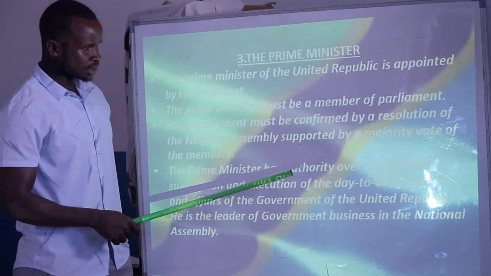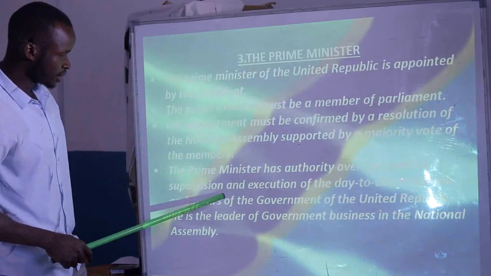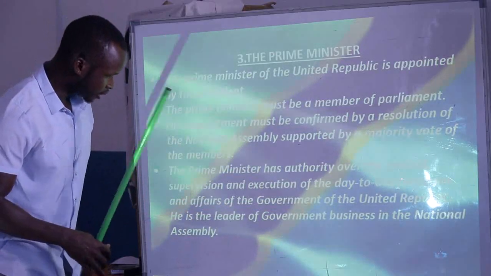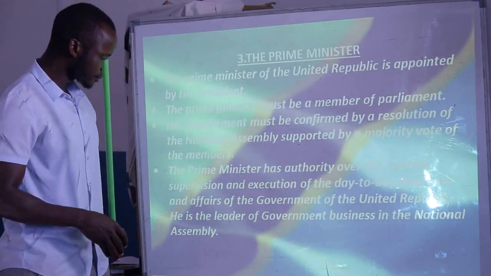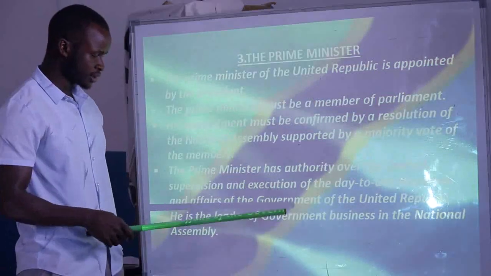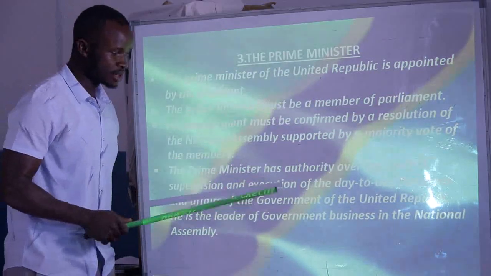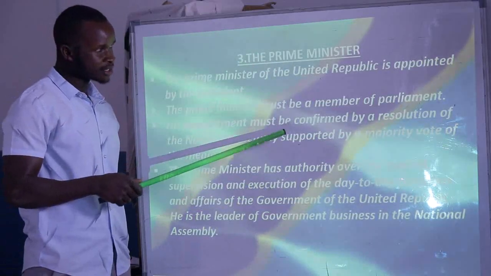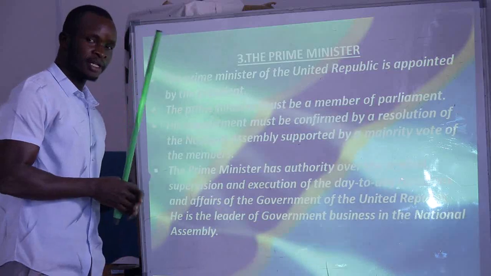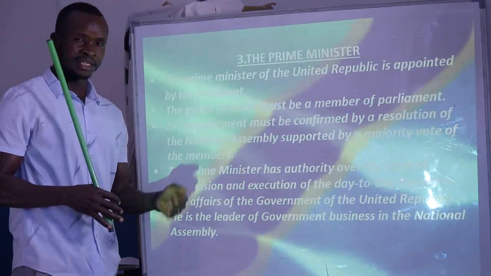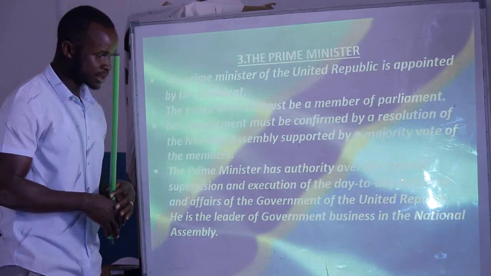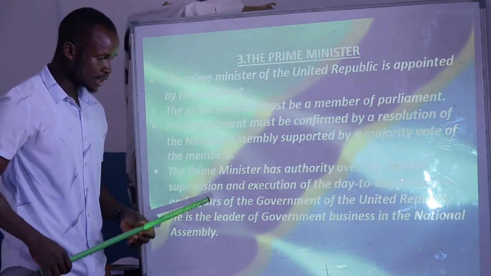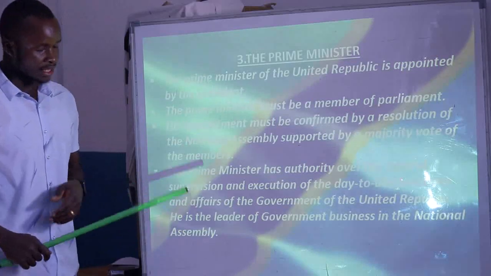The Prime Minister has authority over control and supervision, and also execution of day-to-day functions and affairs of the government of the United Republic, and is also the leader of government business in the National Assembly. The National Assembly is the Parliament. Parliament is made of members of Parliament from political parties. The Prime Minister plays a big role in representing or heading government activities in Parliament.